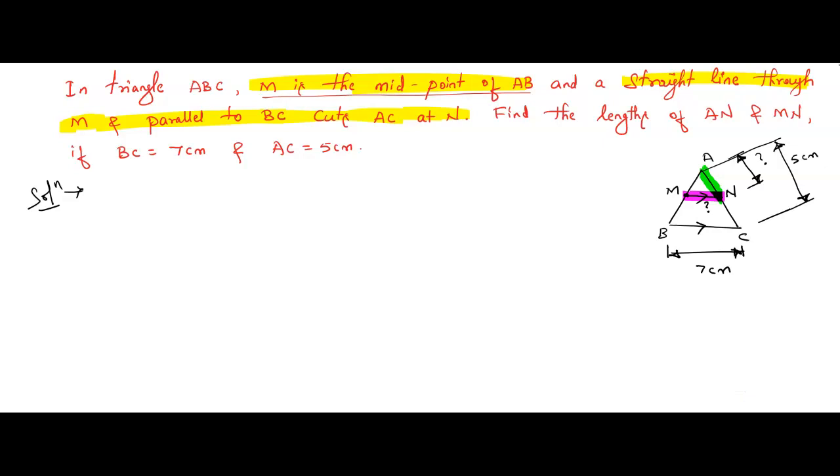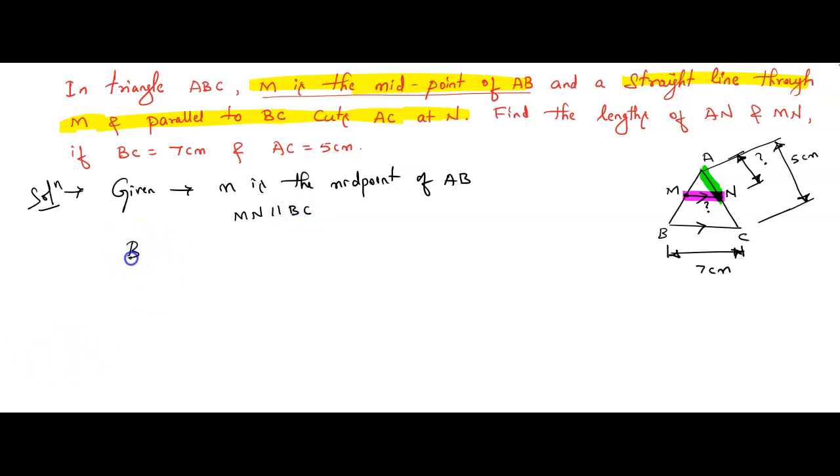Understood? Now, see children, what is the solution? What is given, children? M is the midpoint of AB, and then we know that MN is parallel to BC.